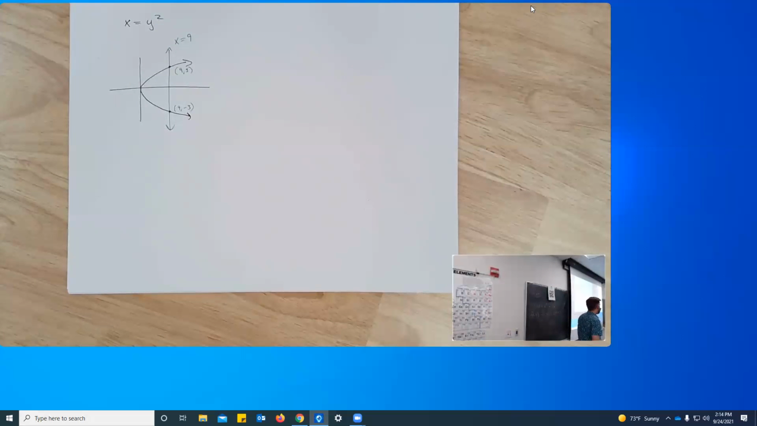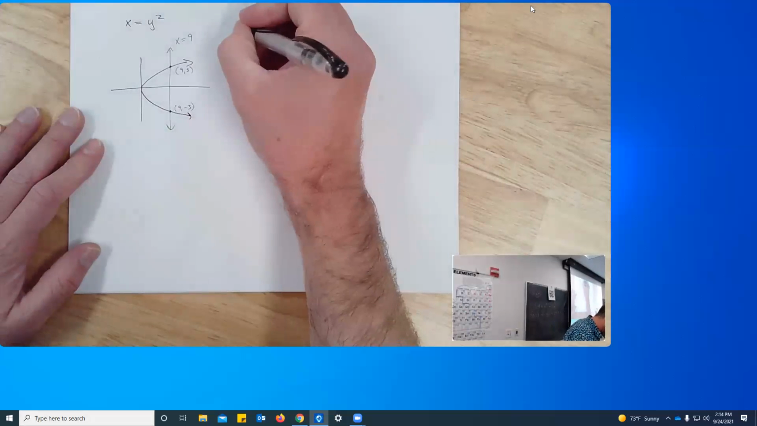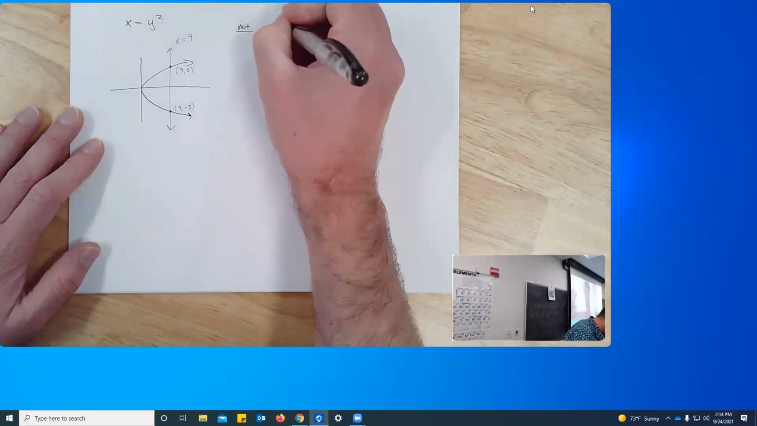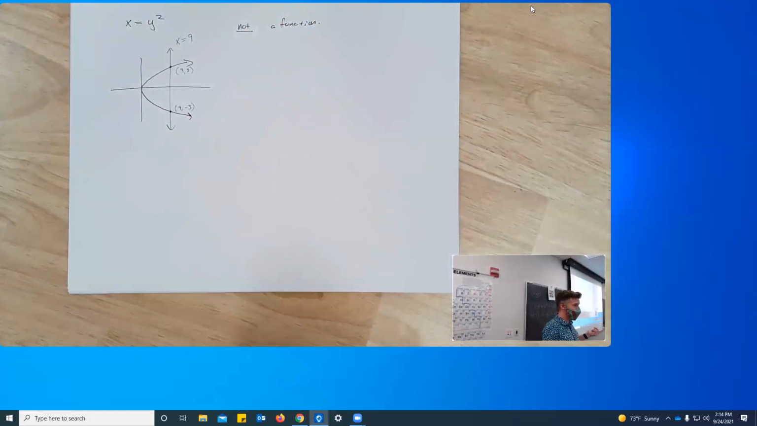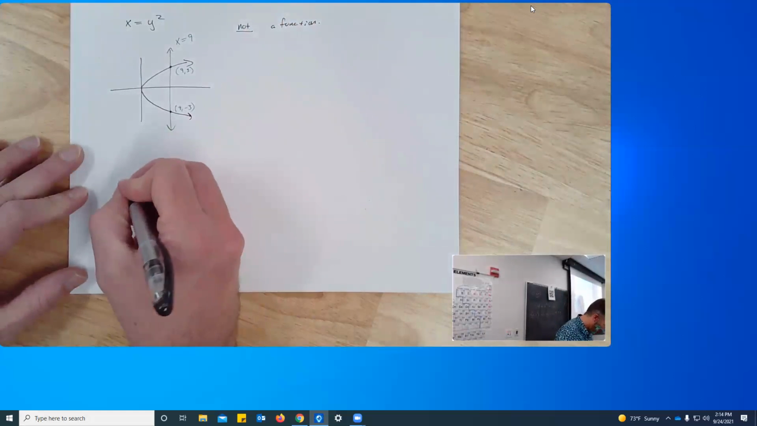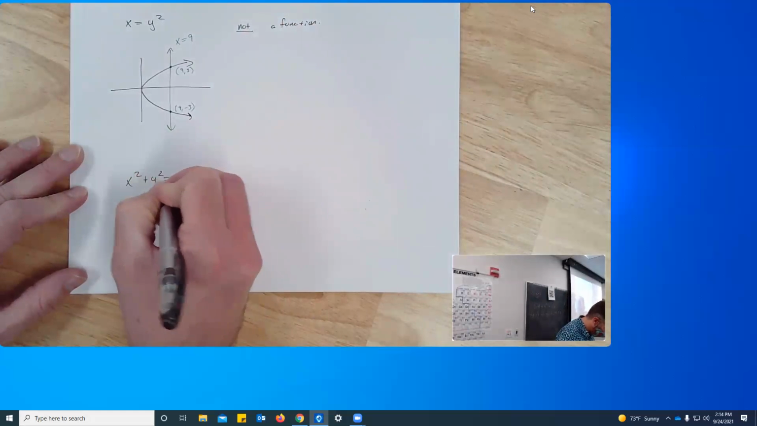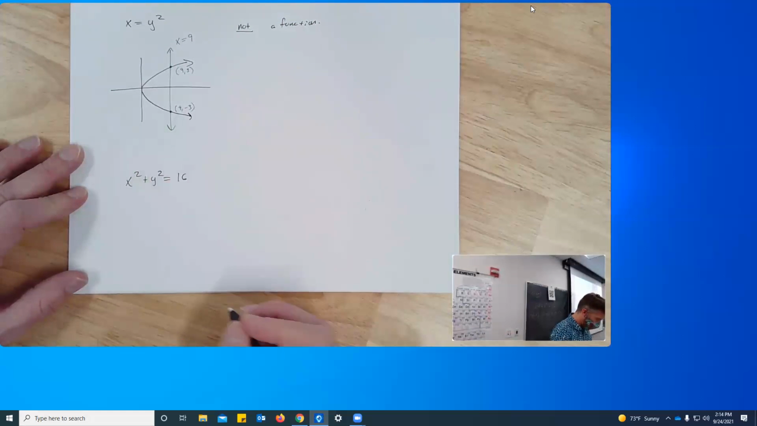For each x input, there's more than one y output. And that is the make or break case. So x equals y squared is not a function. Another great example of not being a function is a circle, x squared plus y squared equal to, I don't know, 16.